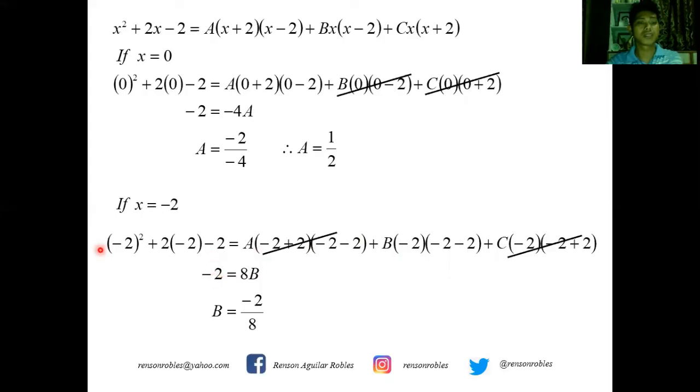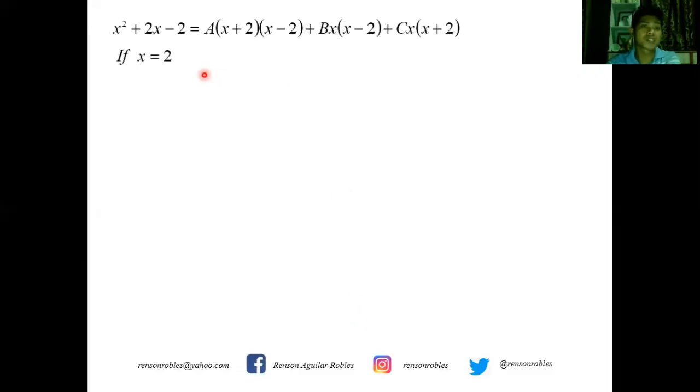So negative 2 on the right side, on the left side, and 8b on the right side. So we have b equals negative 2 over 8, and that led us to b equals negative 1/4. Okay, next. If we let x be equal to 2, again, replace every x here by 2.